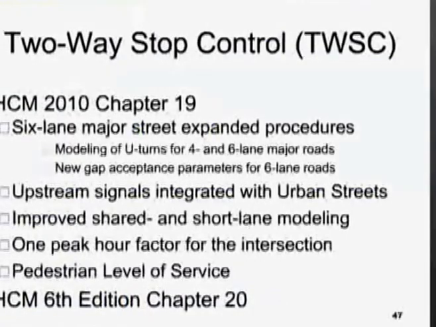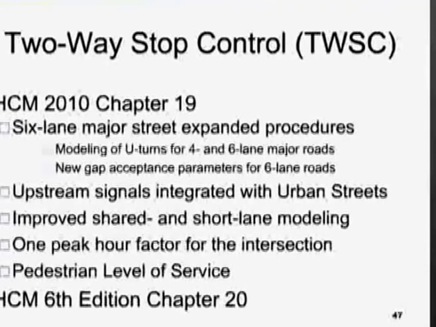Look at two-way stop control. What happened in 2010 are these, and I'll just go through them quickly. We've had them in place for 5 years now, I guess. To model 6 lanes on the major street, it used to be restricted to 4. On 4-lane and 6-lane major roads, U-turns happen, and so those were added in 2010 to be able to model critical headway and follow-up headway for U-turns and conflicting flow relationships.